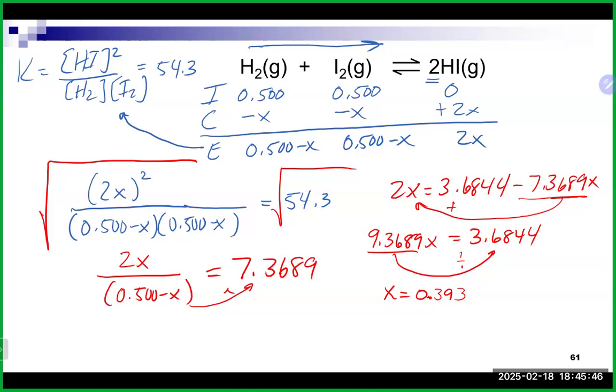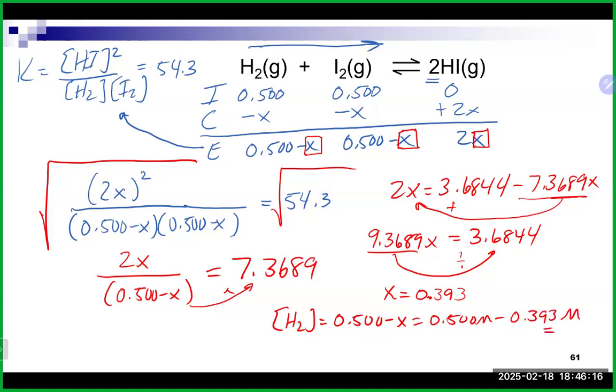All right, so in this case, that is going to be our x value since we didn't quadratic, so we only got one x, so we might as well use it. That once again is every single x value that we see in this table. So that would give us the concentration of H2 is equal to 0.5 minus x. That's going to be 0.5 molar minus our 0.393 molar. And that's going to get us 0.107 molar.